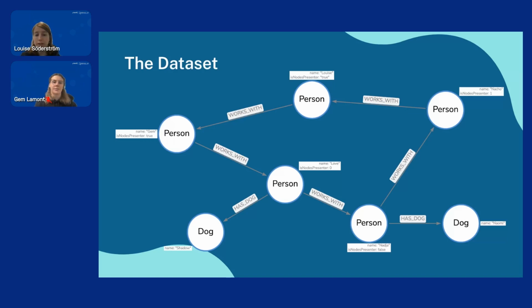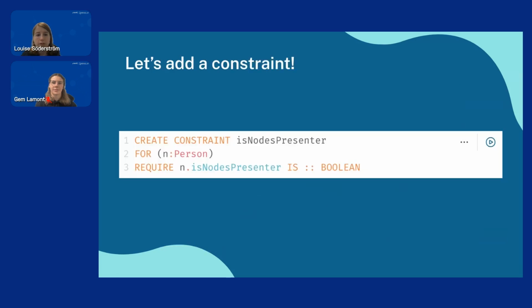So we would like to clean this data up, and we think it's reasonable that you either are a node presenter or you're not a node presenter. So it would be reasonable to use a Boolean. So then we can use our new property type constraints. So let's try to create a constraint. This is the syntax, similar to other constraints. You will call it a name, in this case, isNodePresenter. You do it for a specific label and a specific property, and we use this :: notation, like that it should be typed Boolean.